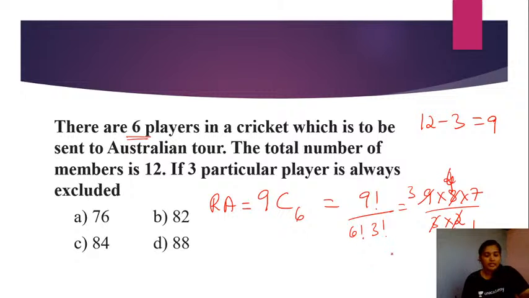So what will be the right answer for this? This is equal to 84 ways, and option C is the right answer for this question here. Students, are you following this? Is that clear, everyone? So let's proceed with the next question.